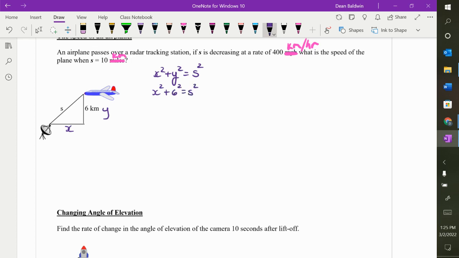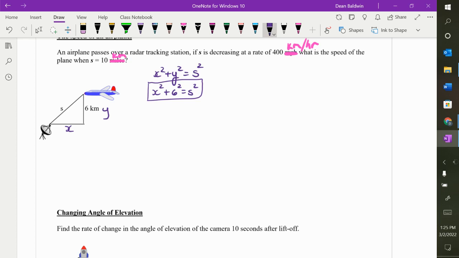It goes away, so it'll make our life easier. Okay? So I put 6 in. You could write 36, I don't care. Doesn't matter. All right, so now this is our formula: x squared plus 6 squared is equal to s squared. So they're asking, what is the speed of the plane when s is equal to 10?